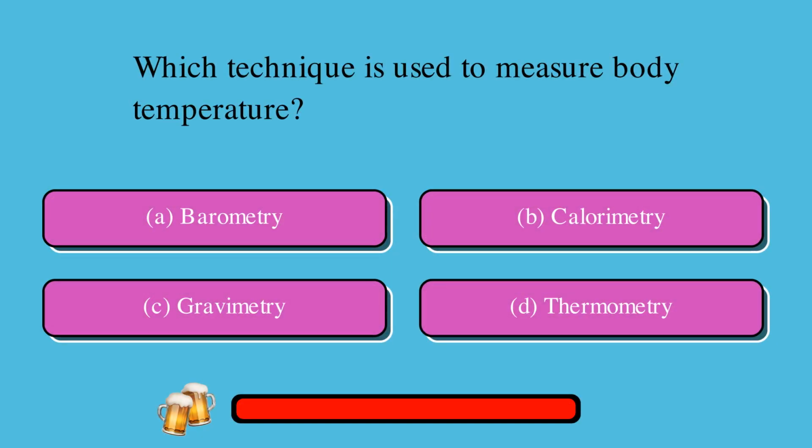Which technique is used to measure body temperature? A. Barometry, or B. Calorimetry, or C. Gravimetry, or D. Thermometry. The correct answer is D. Thermometry.